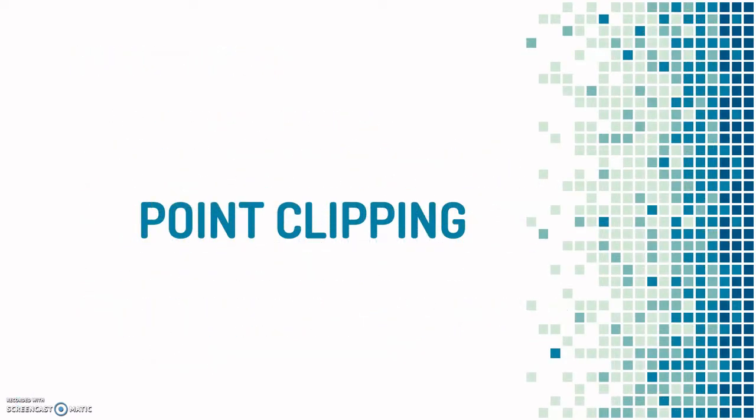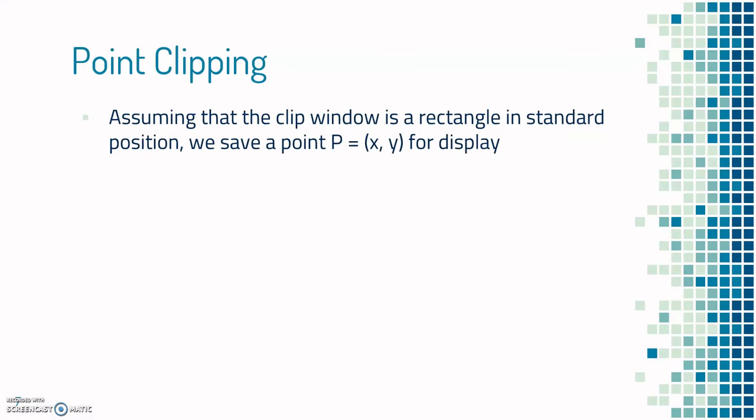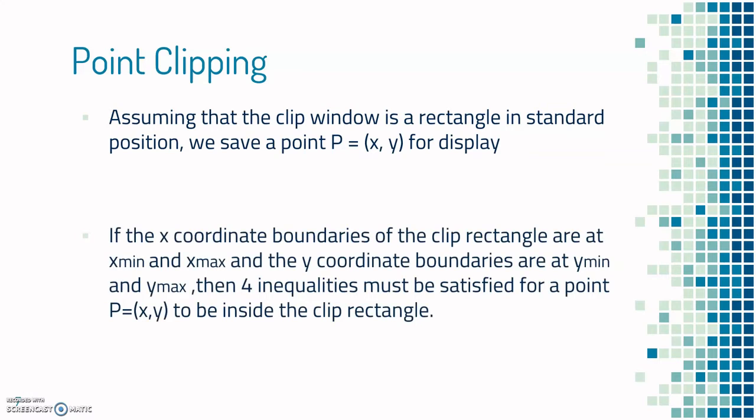Now our first type of clipping is point clipping. Let's see how we do point clipping. Assuming that the clip window is a rectangle in standard position, we have a point P equal to (x, y) for display. If the x coordinate boundaries of the clip rectangle are at x min and x max, and the y coordinate boundaries are at y min and y max, then four inequalities must be satisfied for the point P equal to (x, y) to be inside the clip rectangle.